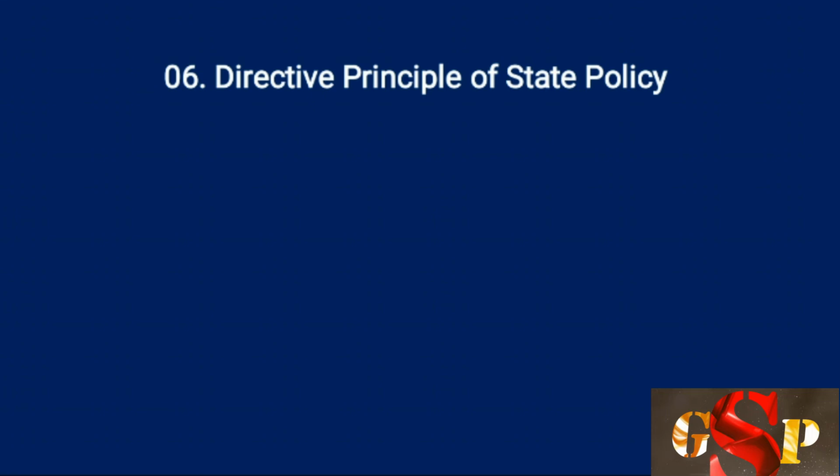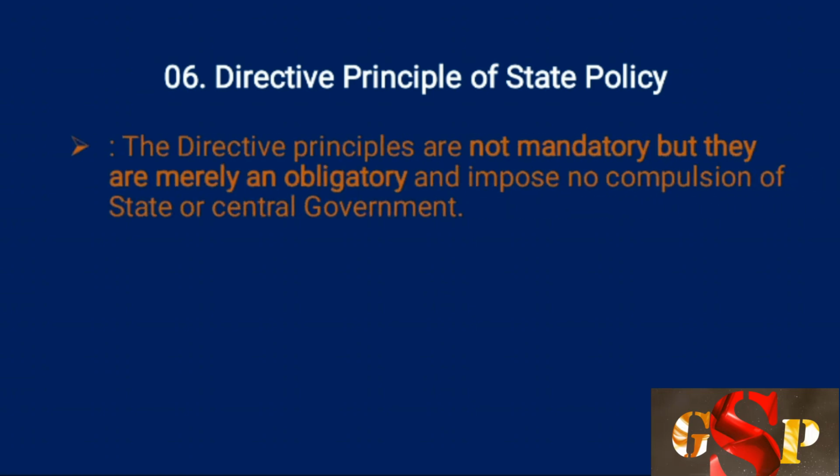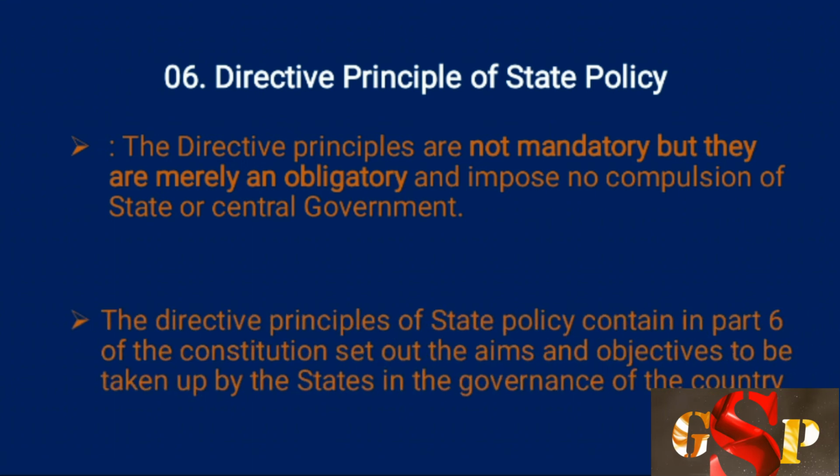Now, next important is डायरेक्टिव प्रिंसिपल्स ऑफ द स्टेट पॉलिसी. हम इसे हिंदी में कह सकते हैं कि मार्गदर्शक तत्व या मूलभूत तत्व. द मोस्ट इंपॉर्टेंट एस्पेक्ट इज द डायरेक्टिव प्रिंसिपल्स आर नॉट मैंडेटरी but they are merely obligatory and impose no compulsion on the state or central government. It is a kind of duty. Directive principles are not enforceable. That's why they are not justiciable.